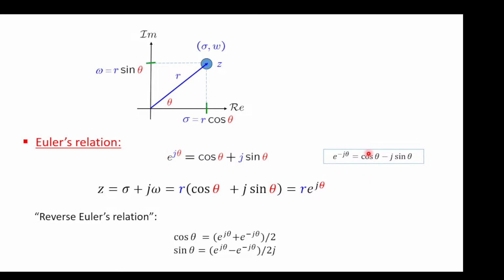If you add those two equations together and divide by 2, you see that cosine theta equals e to the j theta plus e to the minus j theta, divided by 2. And if you subtract those two equations, you have e to the j theta minus e to the minus j theta equals 2j times sine theta. So sine theta equals e to the j theta minus e to the minus j theta, divided by 2j. Those two relationships are useful because you want to express cosine theta and sine theta in terms of e to the j theta and e to the minus j theta.